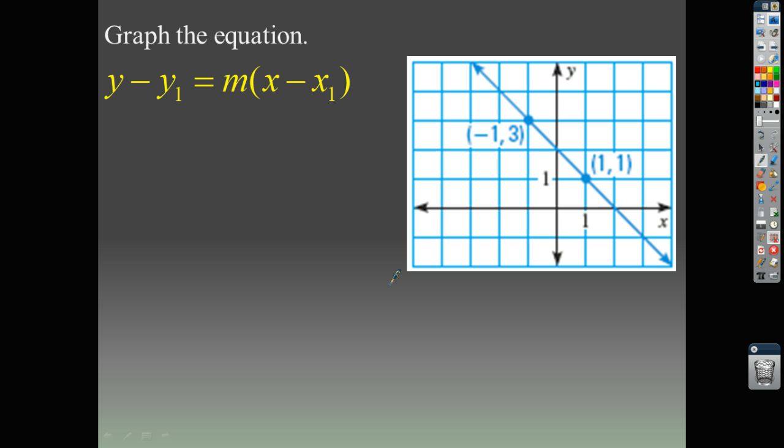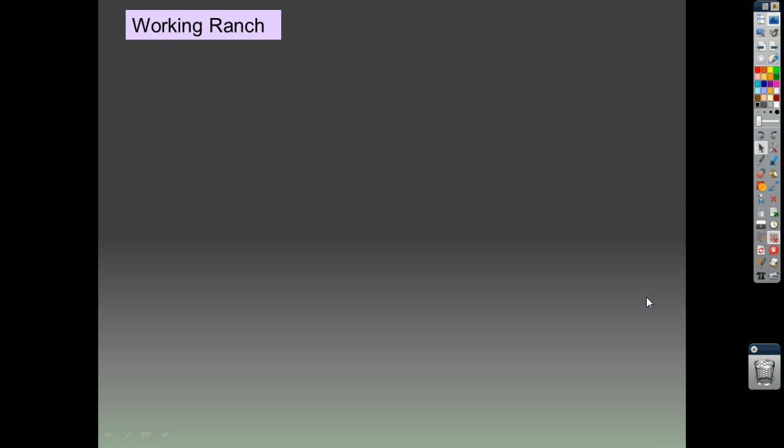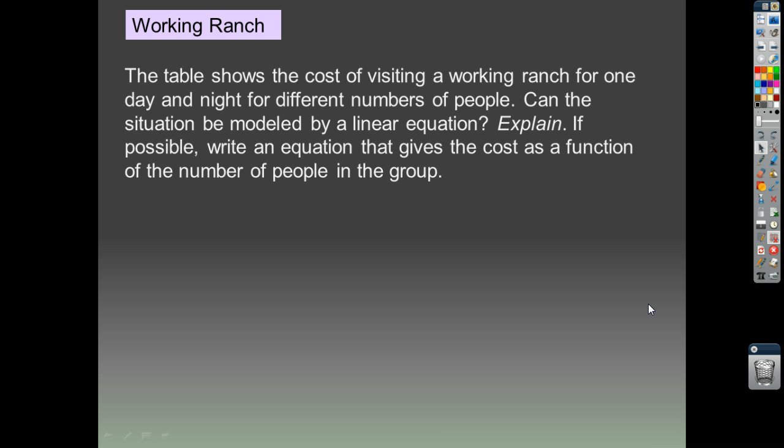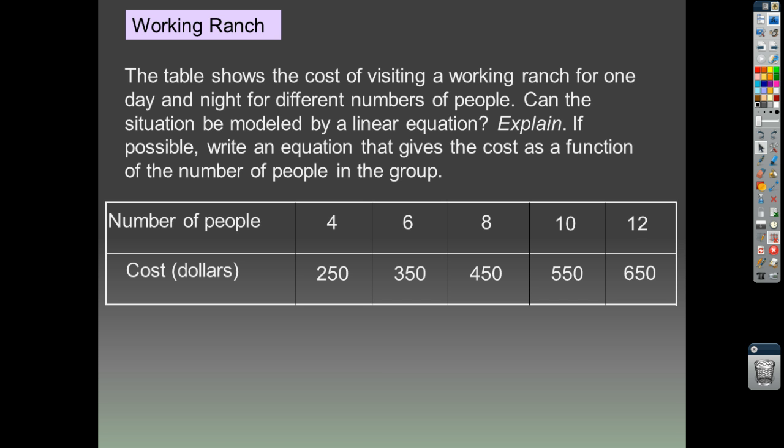All right, let's try another one. The table shows the cost of visiting a working ranch for one day and night for different numbers of people. Can the situation be modeled by a linear equation? Explain. If possible, write an equation that gives the cost as a function of the number of people in the group. They're asking, can it be written as an equation? Meaning, is it a line? Which means, does it follow a consistent rate of change?